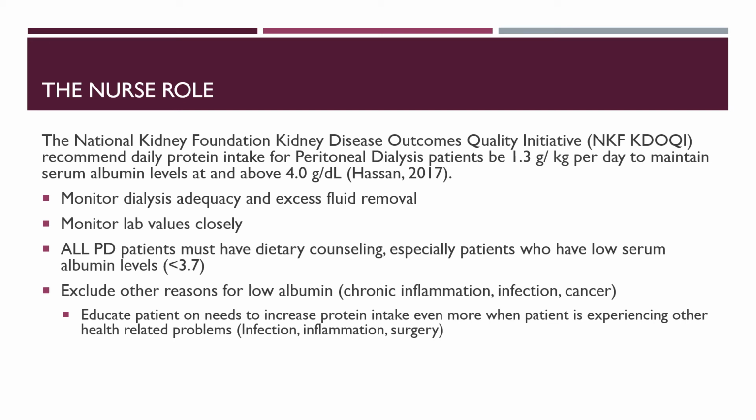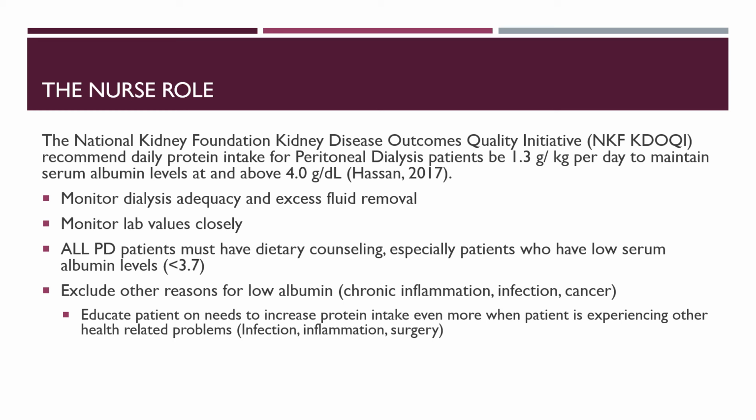The nurse must monitor dialysis adequacy and excess fluid removal. The nurse must monitor all lab values closely, especially anemia, signs and symptoms of infection, inflammation markers, and most importantly, they need to be monitoring those albumin levels to notice if their patient is in a state of malnutrition. All PD patients must have dietary counseling, especially patients who have low serum albumin levels, less than 3.7.